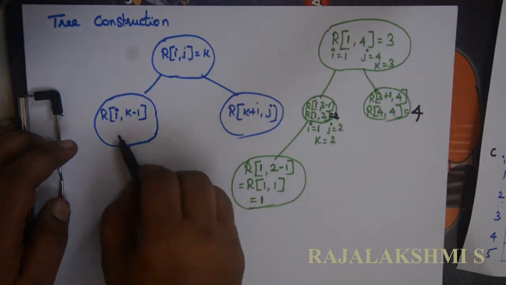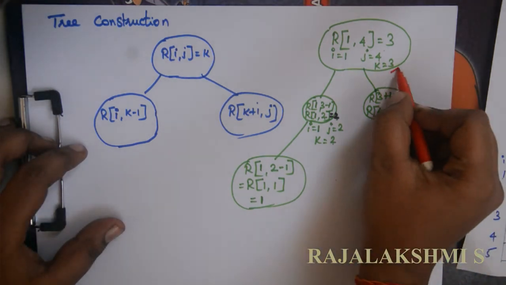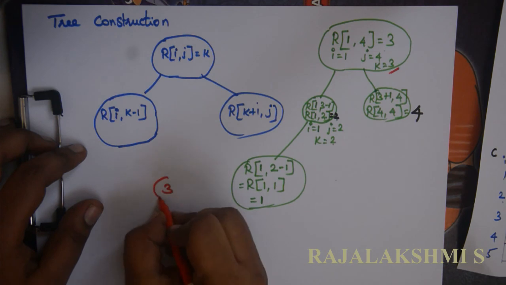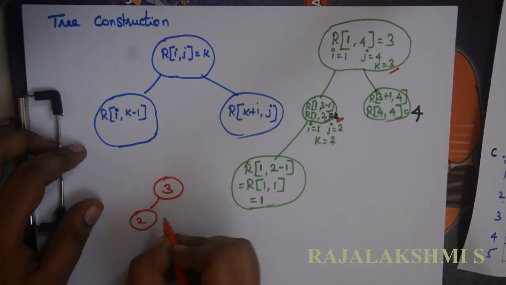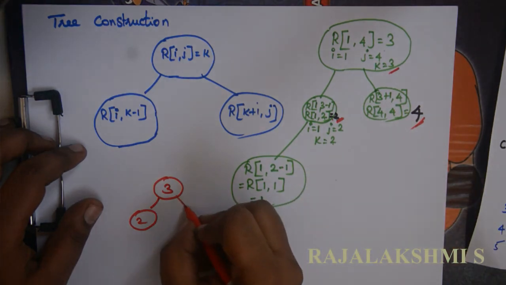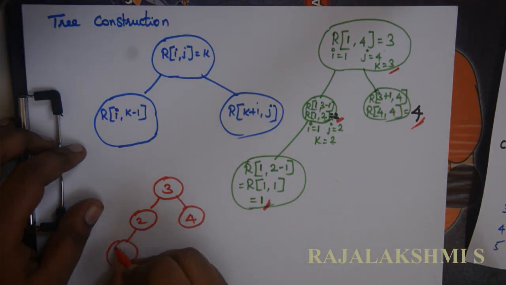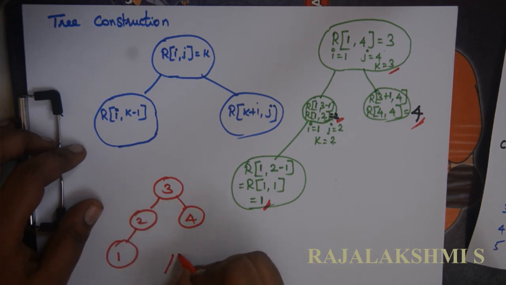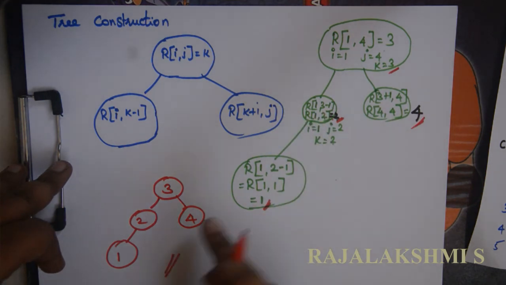So we have the finalized tree. Here we have the key value 3, here the key value 2, here the key value 4, and here the key value 1. So this is the final optimal BST. We have only 3, 2, 4, 1.